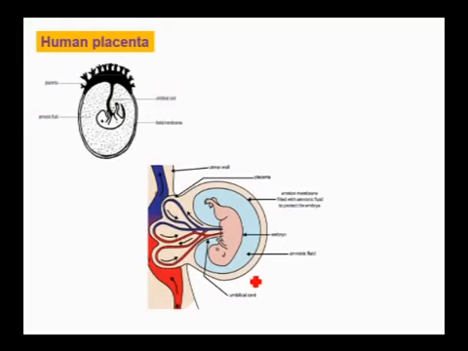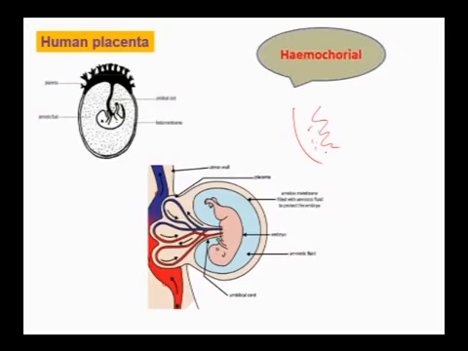Here you can see this outermost layer of the embryo. It forms finger-like projections. So these finger-like projections are called chorionic villi. So these chorionic villi invade the endometrium of the mother till they reach blood vessels. As a result, these chorionic villi are dipped in the maternal blood. Such a placenta is called hemochorial placenta.